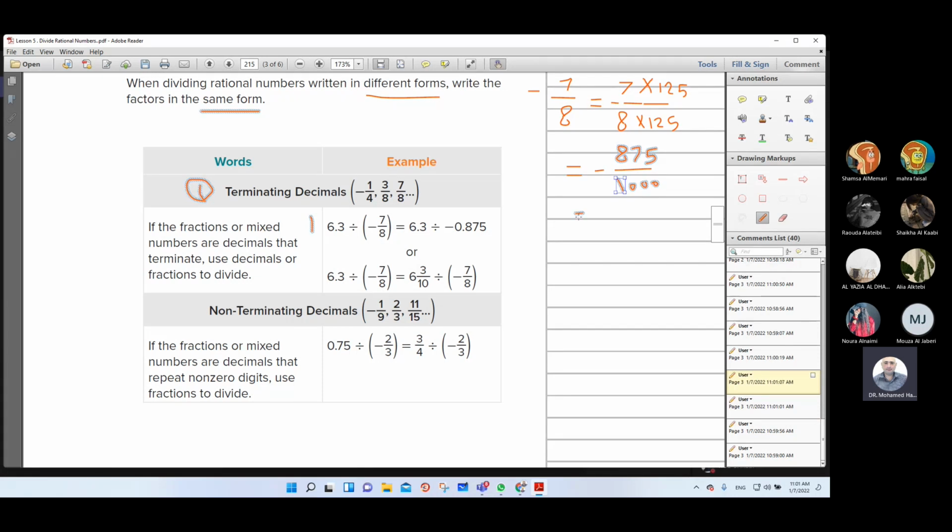Then you can write this fraction as a decimal. You can write the number 875. Then here you have three zeros, means put the point after 3 digits. 1, 2, 3, so the point will be here. So the fraction negative 7 over 8 will be as a decimal negative 0.875.